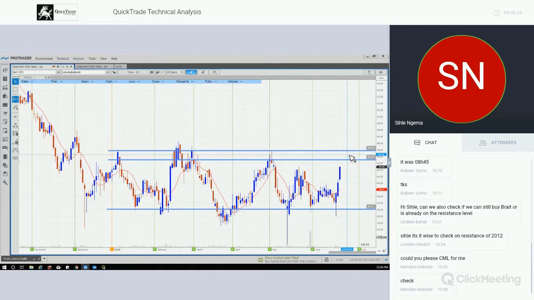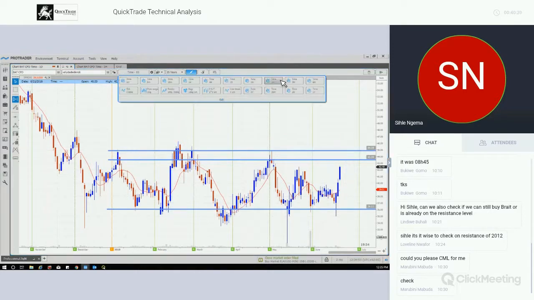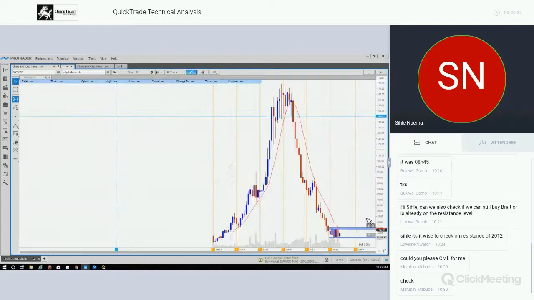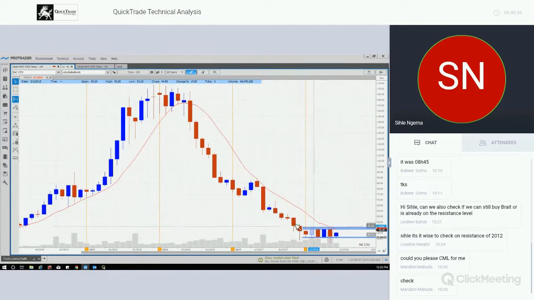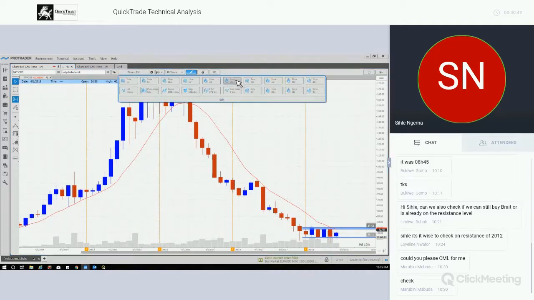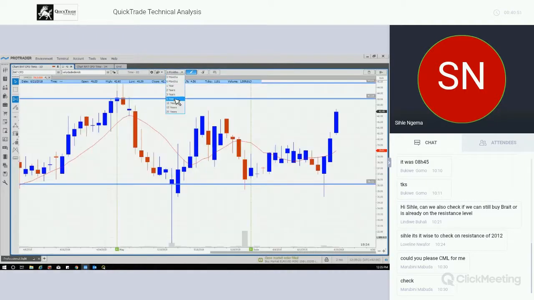Maybe wait for it to get here and trade in the main direction of the market, because the main direction of this market is down. So I think it's better if you wait for it to get to maybe 43.50, 44. When it gets there, if you see a good opportunity, you go in and take a shot.